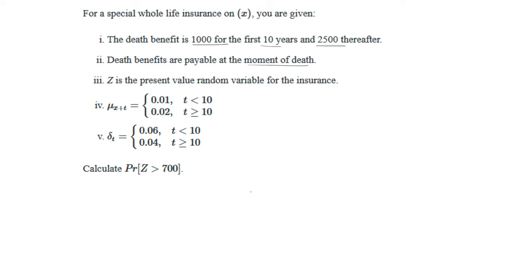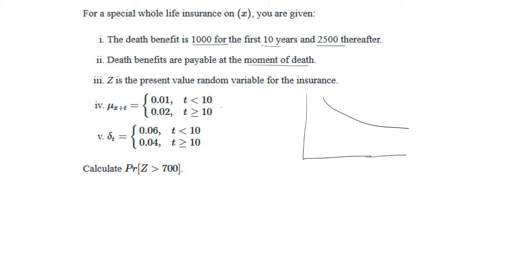This problem is tricky because it's not a nice straightforward answer. Usually, we're given something like this with one force of mortality and one delta. But here we're given two separate ones. So the graph is going to look a little different. You're going to have two separate graphs.